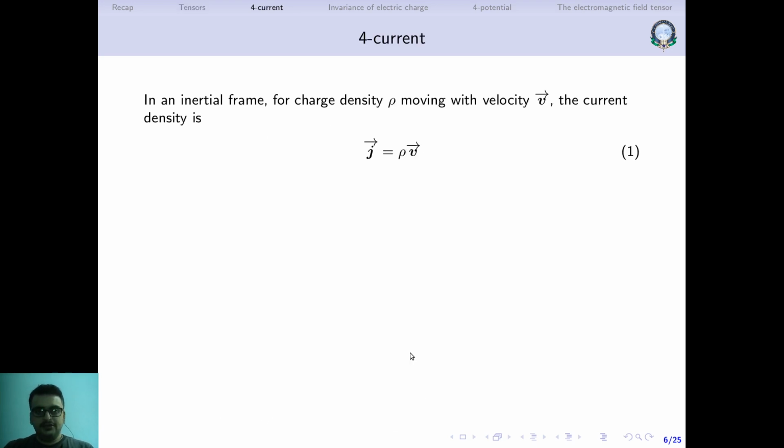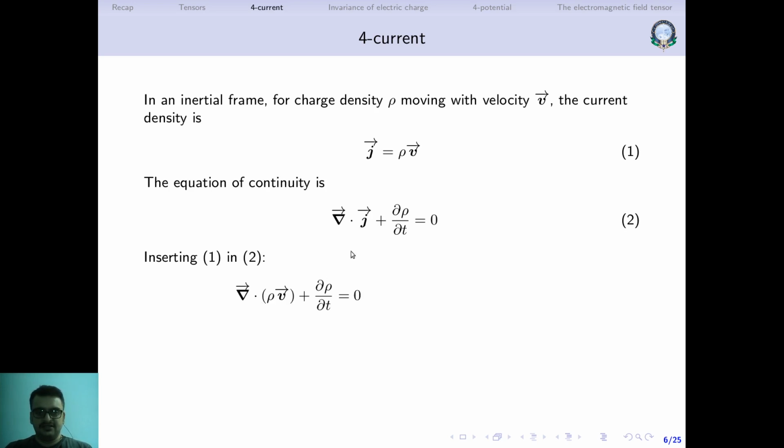So now coming to the four-current. In an inertial frame, for a charge density rho moving with a velocity v, the current density is related to the charge density and velocity as J = rho v. We had already discussed that in our lecture on magnetostatics. The equation of continuity is basically this. So now we insert equation 1 into equation 2. When you do that, instead of J, we'll have the divergence of rho v plus ∂rho/∂t.